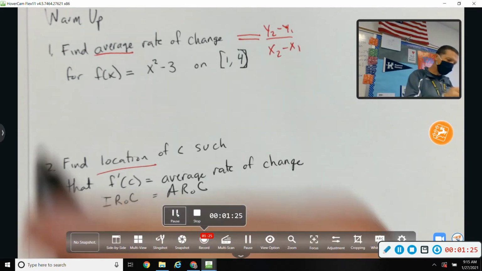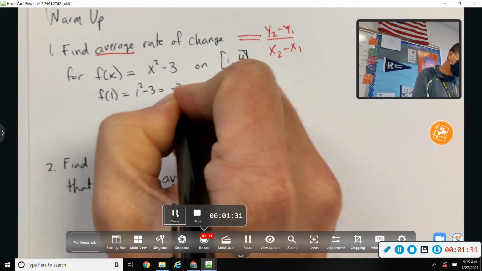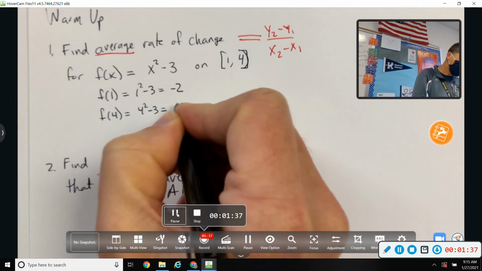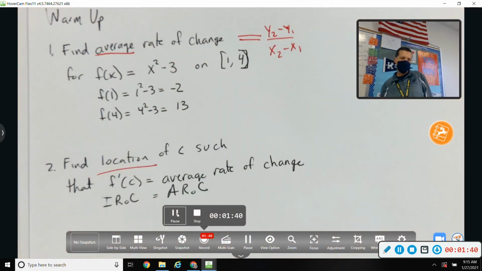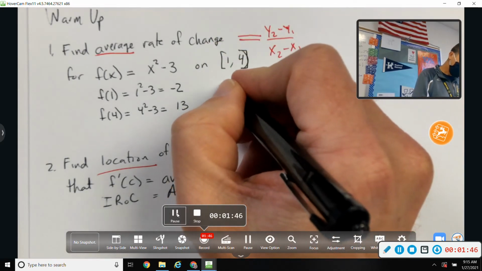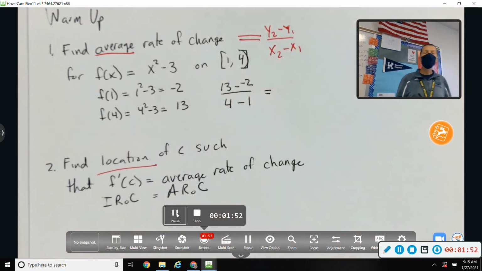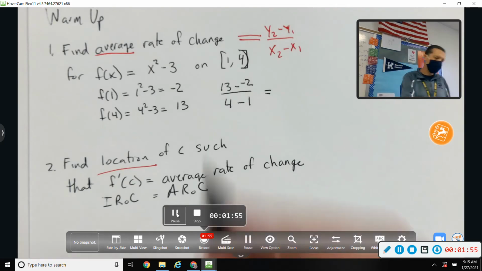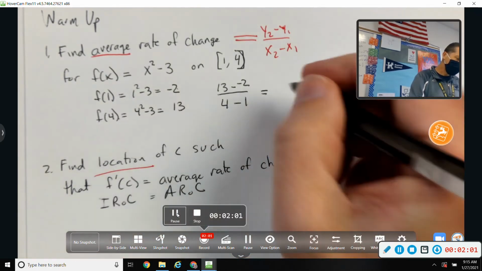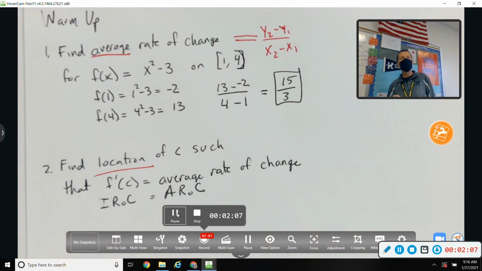Fairly straightforward. So I need f of 1. 1 squared minus 3 is negative 2. F of 4. 4 squared minus 3 is 13. So good old algebra 1 slope. Average rate of change is 13 minus negative 2 over 4 minus 1. Remember, the order you do them in doesn't really matter as long as they're corresponding with each other. So 13 minus negative 2, 4 minus 1. So 15 over 3. So the average slope from 1 to 4 is 15 thirds. Or 5.